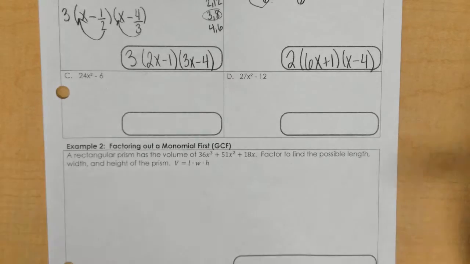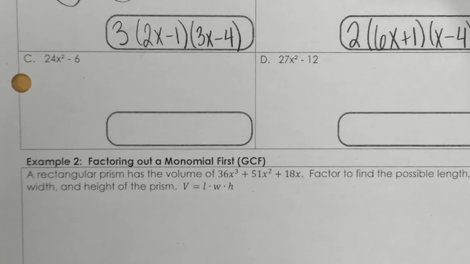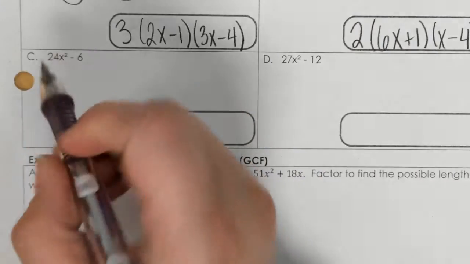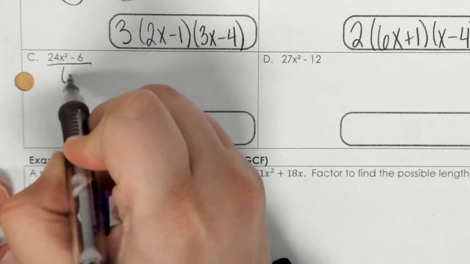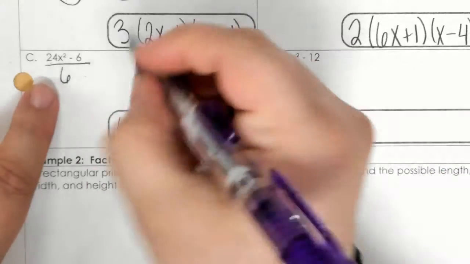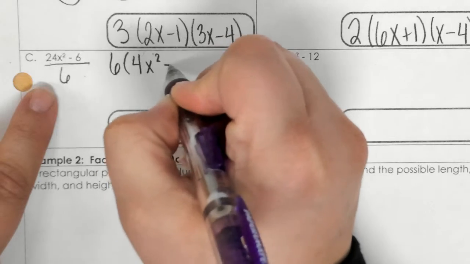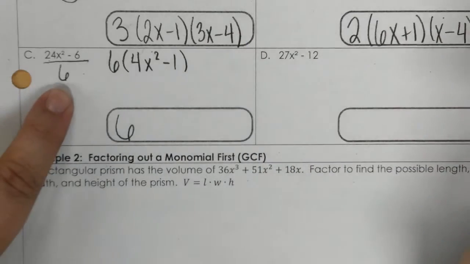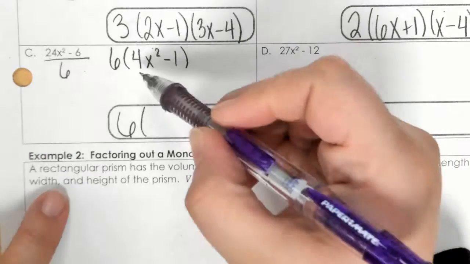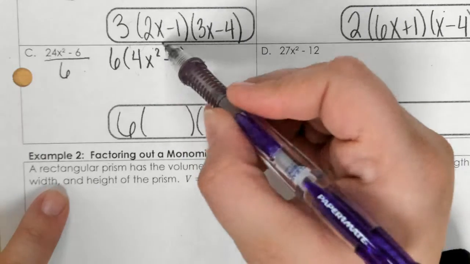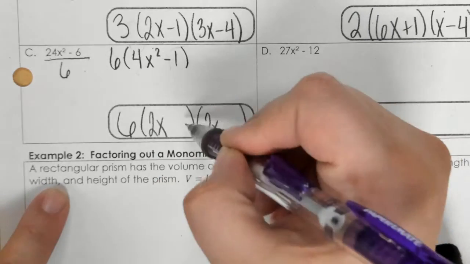Now, for the bottom 2 here, C and D, okay, again, factor completely. So what goes into 24 and 6? Well, 6 does. So if I divide 6 out, we have 4x squared, and then 6 divided by 6 is 1, so negative 1. So when I write this in parentheses, it's like taking the square root of 4x squared. That's 2x. And then the square root of 1 is 1.